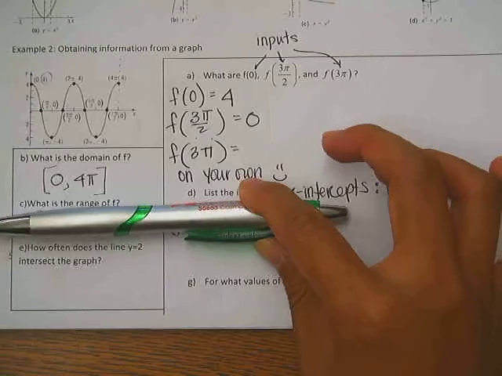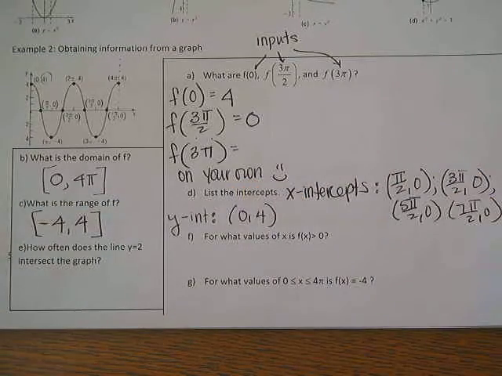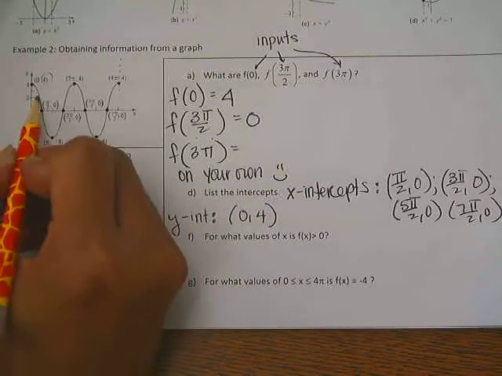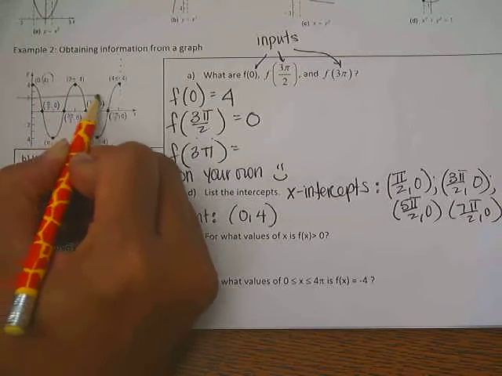Okay. If you said it's a horizontal line, then you're right. So let's graph it out. Line y equals 2. Let's draw that line. Here we go.